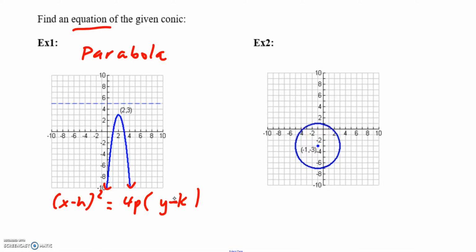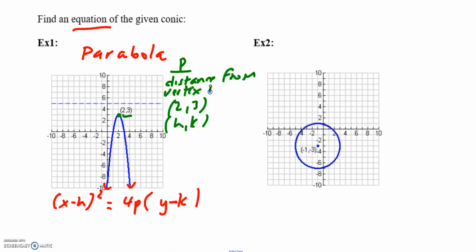So in order to get this right, I need to figure out what h and k are, and I need to figure out what the p value is. So h and k are not too bad, because the problem gives me that the vertex is 2, 3, so I have h and k right there. The p value, remember, represents the distance from the vertex to the focus, or the directrix. So if I take a look at this vertex, my directrix is right behind there. So it looks like this distance here is 2. Which means my p-value is 2, which means this is really 8.